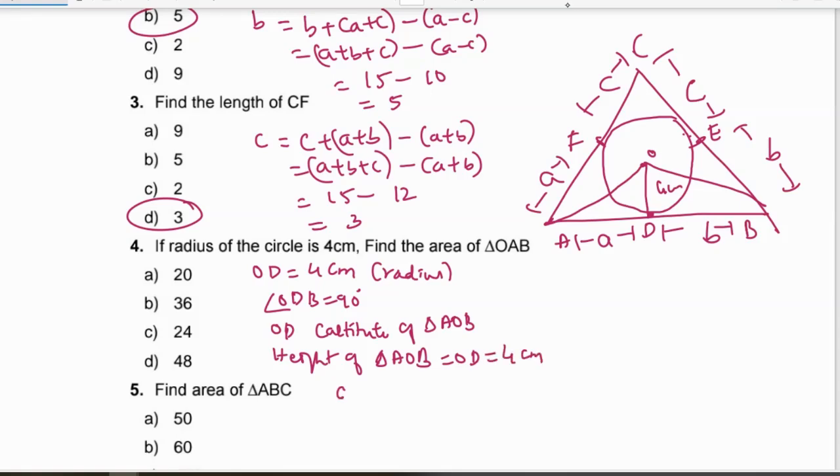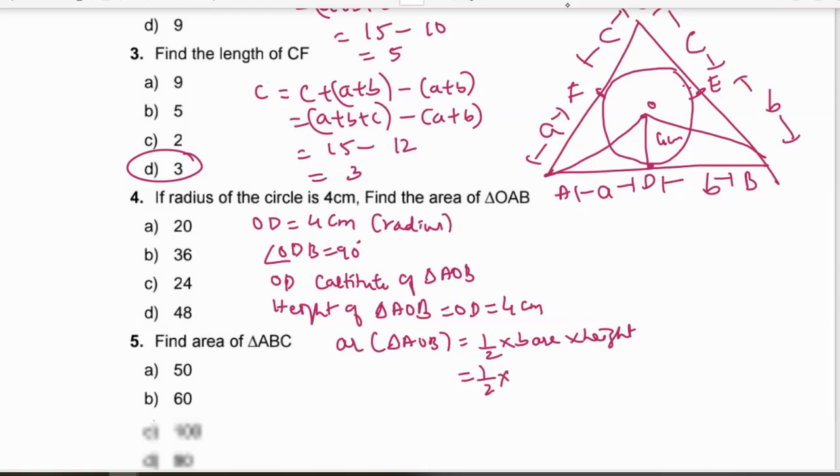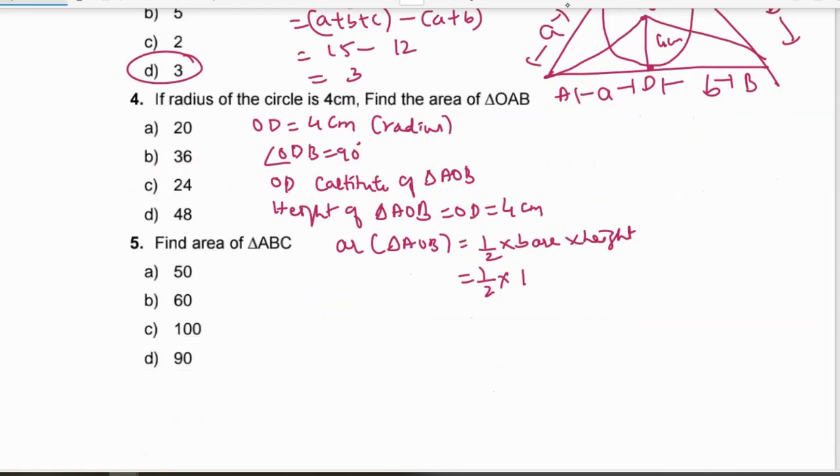Now we have area of triangle AOB is half into base into height. So here we have half. Base is how much? Base is 12. We have already found base is 12. They have already given in the question. So base is 12 into height is 4. So if you cancel it, 12 twos are 24. So it will be 24 centimeters square. So the area of triangle OAB is 24 centimeters square.